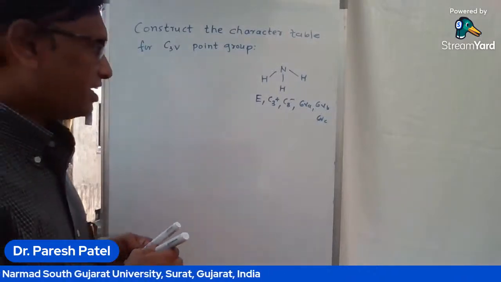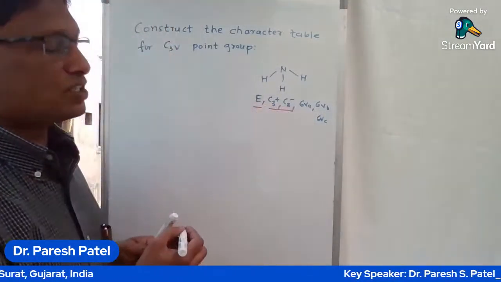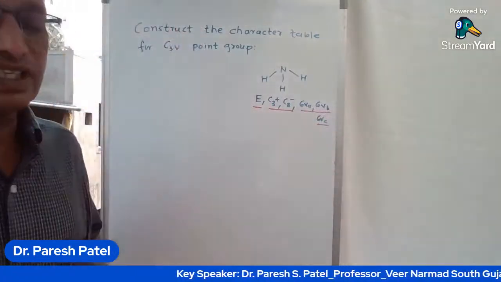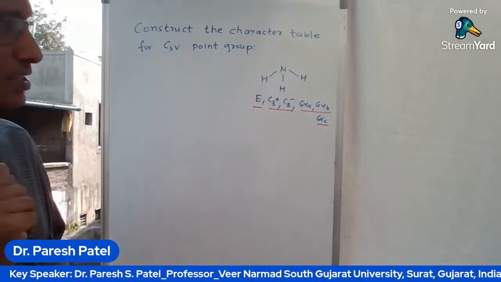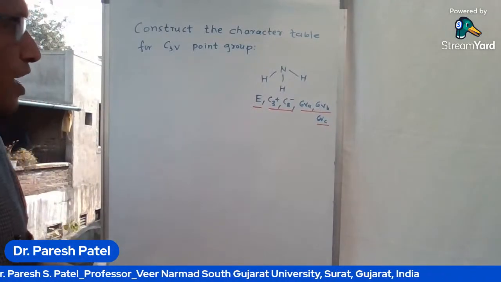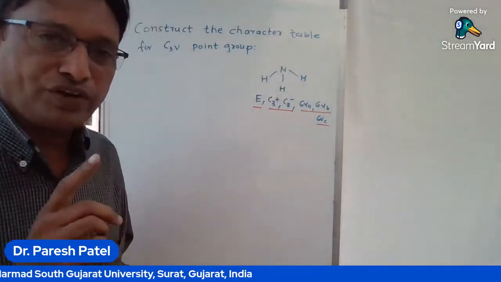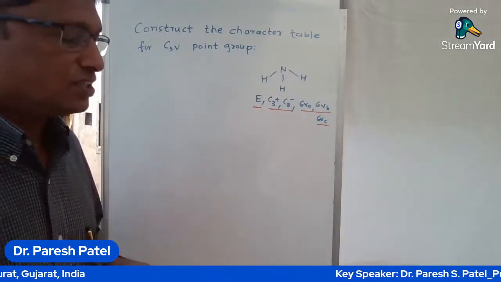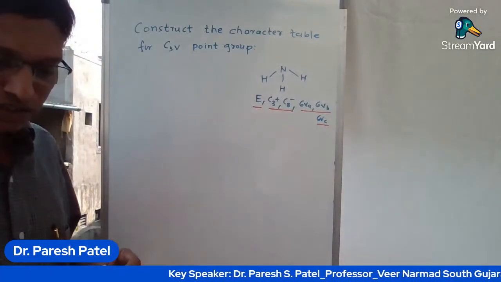We know that E is conjugate to itself to form an individual class. C3 plus and C3 minus are conjugate to each other to form a combined class. Sigma Va, sigma Vb, sigma Vc are conjugate to one another and form a combined class. So here the number of classes is equal to 3. According to rule number one, the number of irreducible representations is equal to the number of classes. So 3 classes means the number of irreducible representations should be equal to 3.